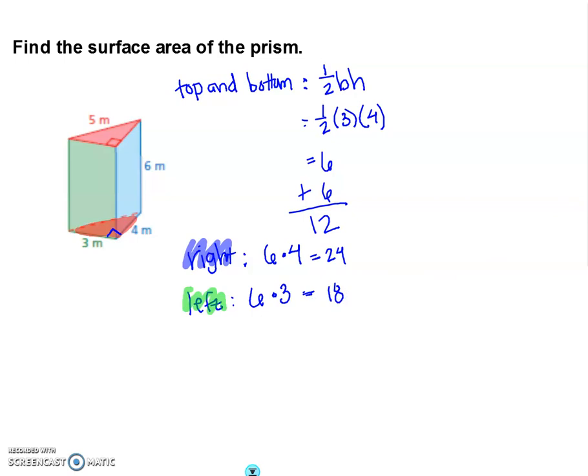Now there's one more rectangle that we have to account for in this picture. It's the large one that's facing away from us. You wouldn't be able to see it unless you turned the figure. So it's this one. It's in the back. I'm going to label it back. Its dimensions are 6 by 5. So its area is 30.